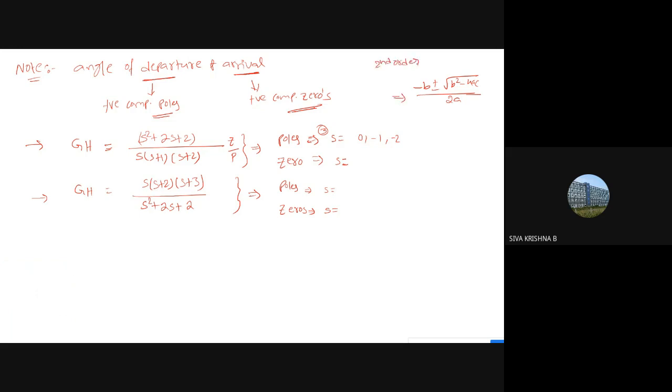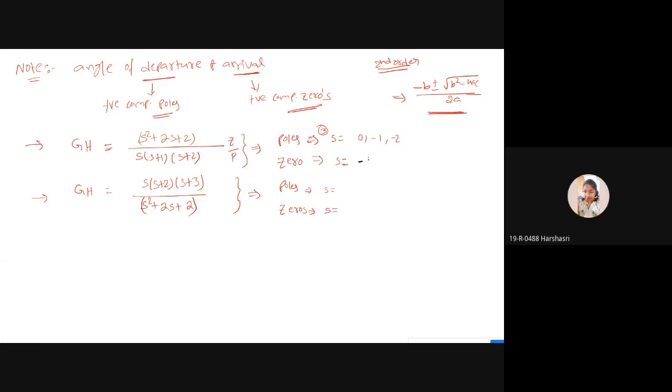If you have poles like this or zeros like this, these are called complex roots: complex poles or complex zeros. This type of situation happens, then you have to use this formula to find the roots. Please use this formula and tell me the roots of these zeros and poles, because both are the same. Find one thing, then the remaining you can get. Use that formula and tell me the poles.